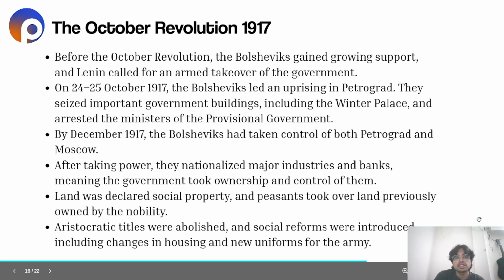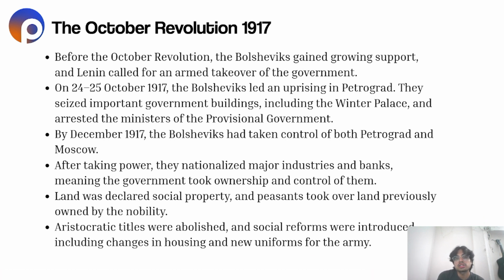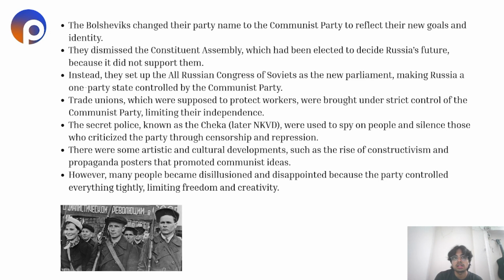Now, you can see that socialism was turning into communism slowly, because it was getting extreme in its form, as they wanted to overthrow the provisional government and control everything. The Bolsheviks changed their party name to the Communist Party to reflect their new goals and identity. They dismissed the Constituent Assembly, which had been elected to decide Russia's future, because it did not support them. Instead, they set up the All Russian Congress of Soviets as the new parliament, making Russia a one party state controlled by the Communist Party.